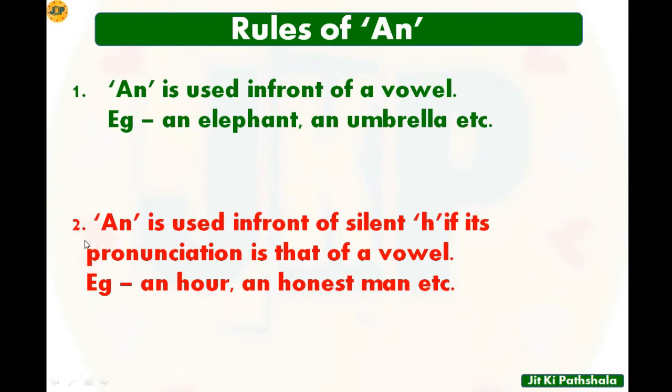Number 2, an is used in front of silent H if its pronunciation is that of a vowel. So now, an is used in front of H, but remember where the H is silent and the pronunciation is like a vowel sound, then we use an. For example, an hour, an honest man, etc.